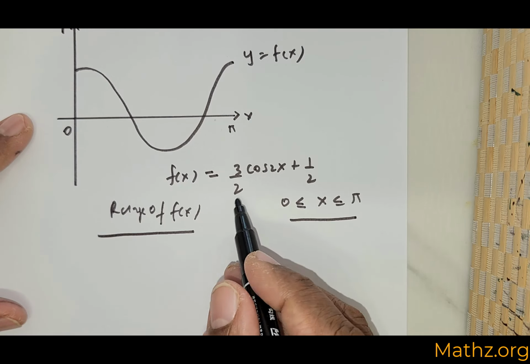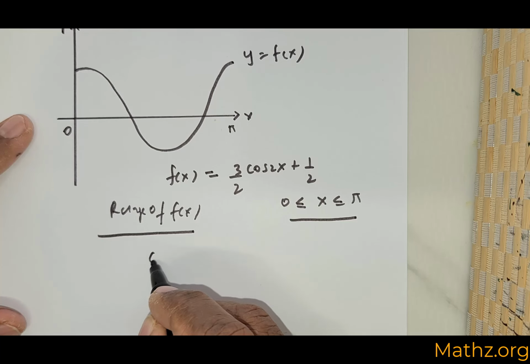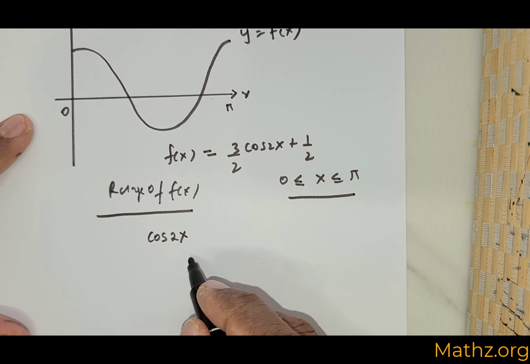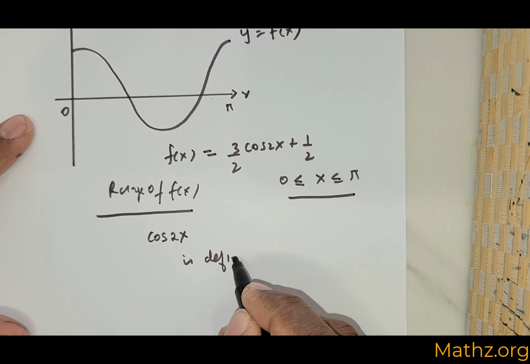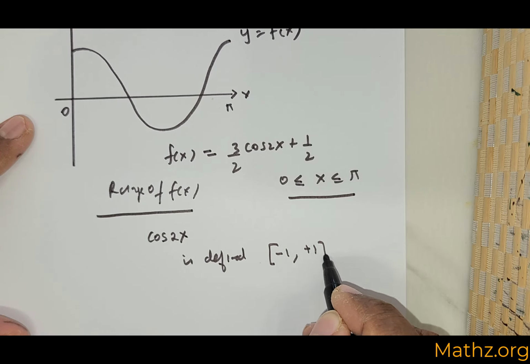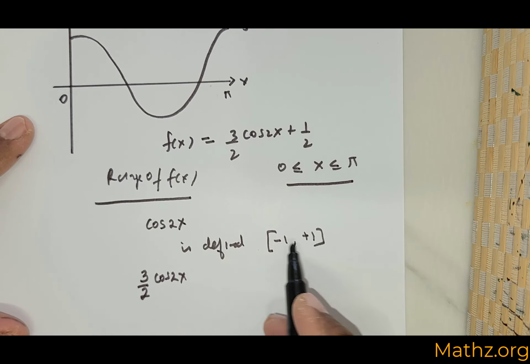Now foremost, let me just consider the function in steps. I am going to start with cos 2x. Clearly cos 2x is defined for negative 1 to positive 1. Now to this cos 2x we have 3/2 being multiplied. So that would mean this interval would be scaled. So the range will be scaled.